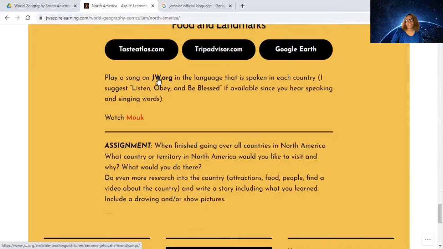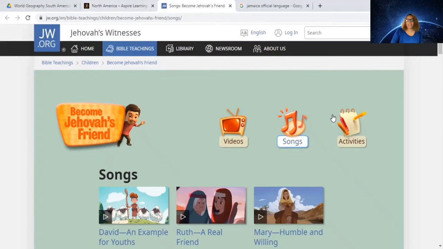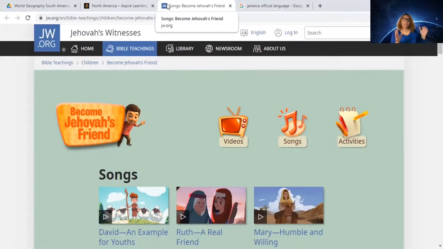And I like to play a song in that language. The language that I like the most is Listen, Obey, and Be Blessed, because you have Caleb and Sophia's dad talking in the beginning and at the end. And so you can hear the spoken words for the language, but you can also hear the language in the song.